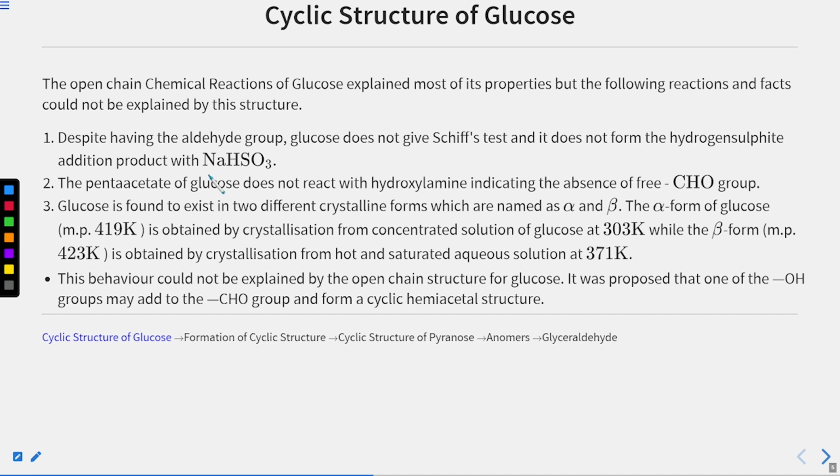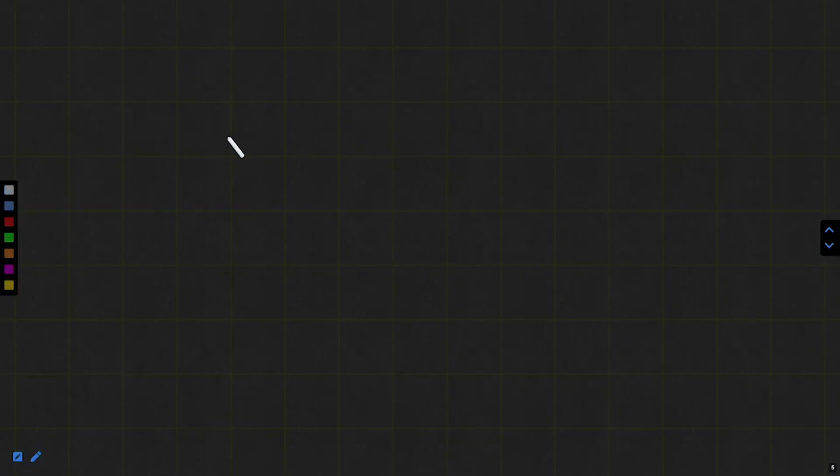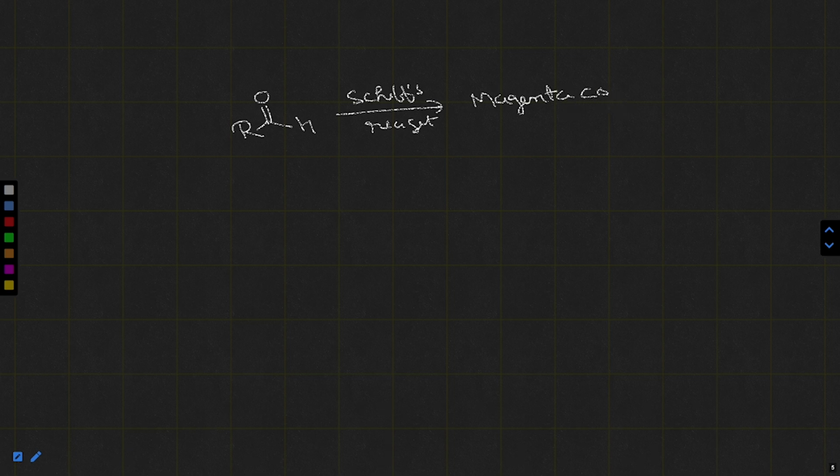So what are those chemical reactions? The first one is that glucose does not give Schiff's test. What is Schiff's test? In Schiff's test, if we treat our aldehyde with Schiff's reagent, then it gives magenta color. Now if I talk about the mechanism of it, it is nothing but a nucleophilic addition reaction.